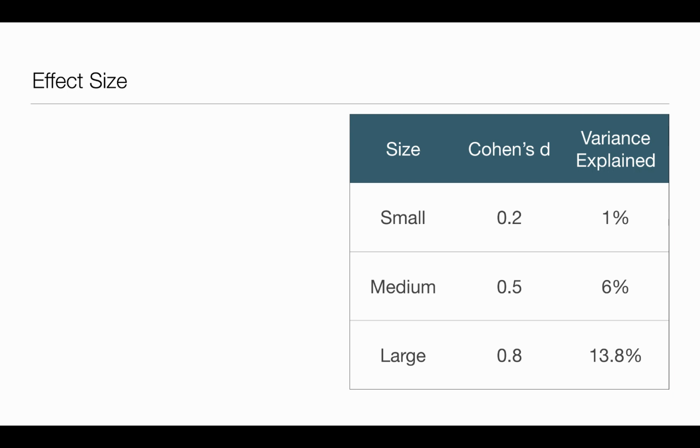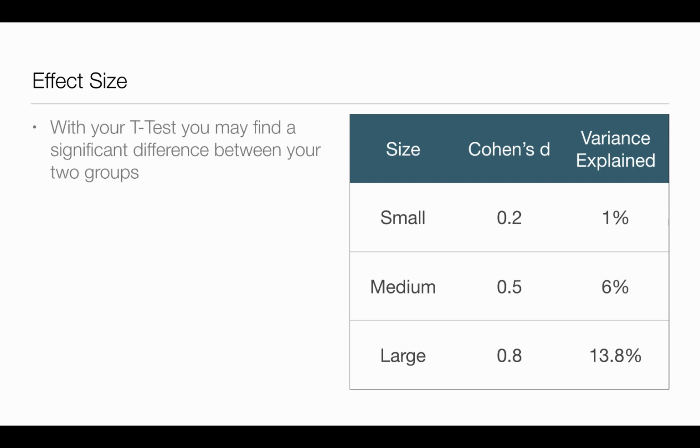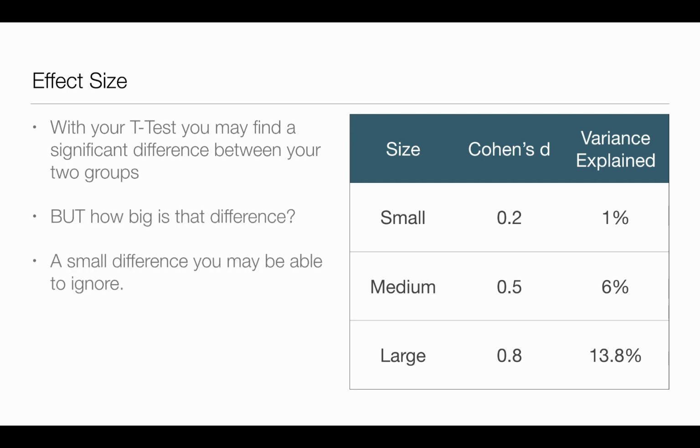The other thing you need to think about is effect size. So you will run a t-test and you might find a significant difference between your groups. So males have a different distribution to females. But the question is, how big is that difference? Is it a small difference or a large difference? So you have a small difference and that might be really significant. If you look at the table on the right, that's 1% of the variance.